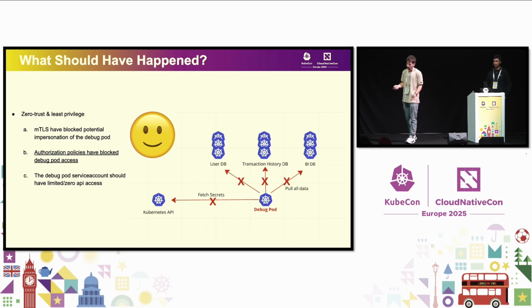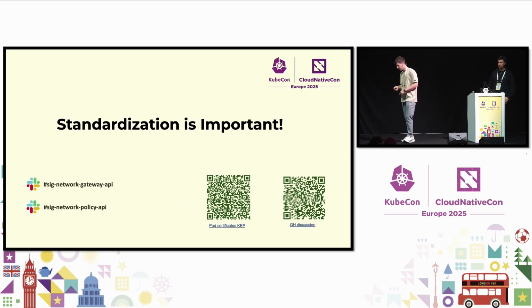And similarly, the service account should not have any API access, because it didn't need to. These security postures matter, especially for platform engineering. We're the people that take care of the platform, so we should make it easy for developers to operate in a very security-conscious way. Now, lastly, standardization is important. We said it's hard, but it's extremely important.